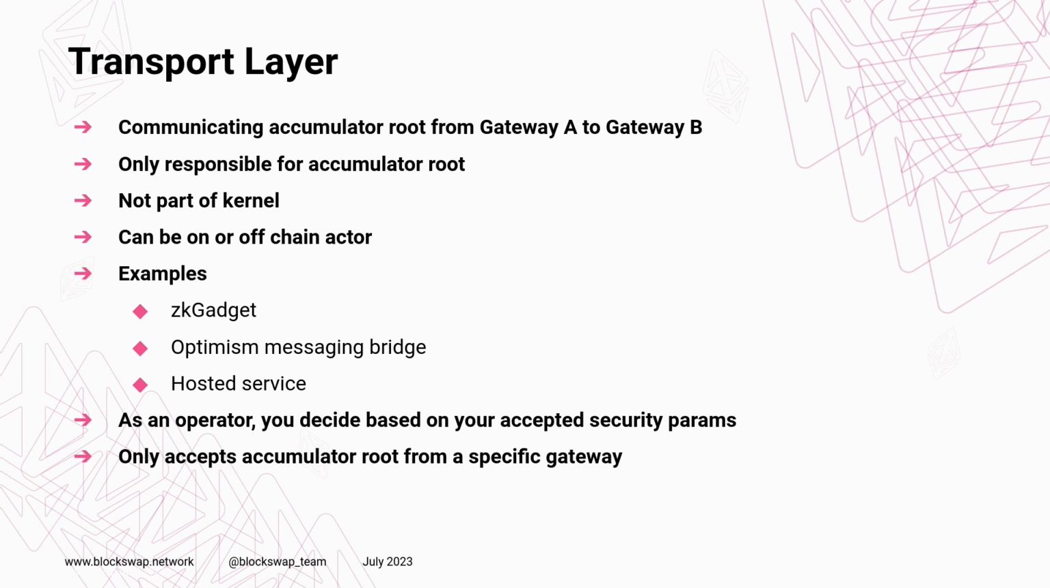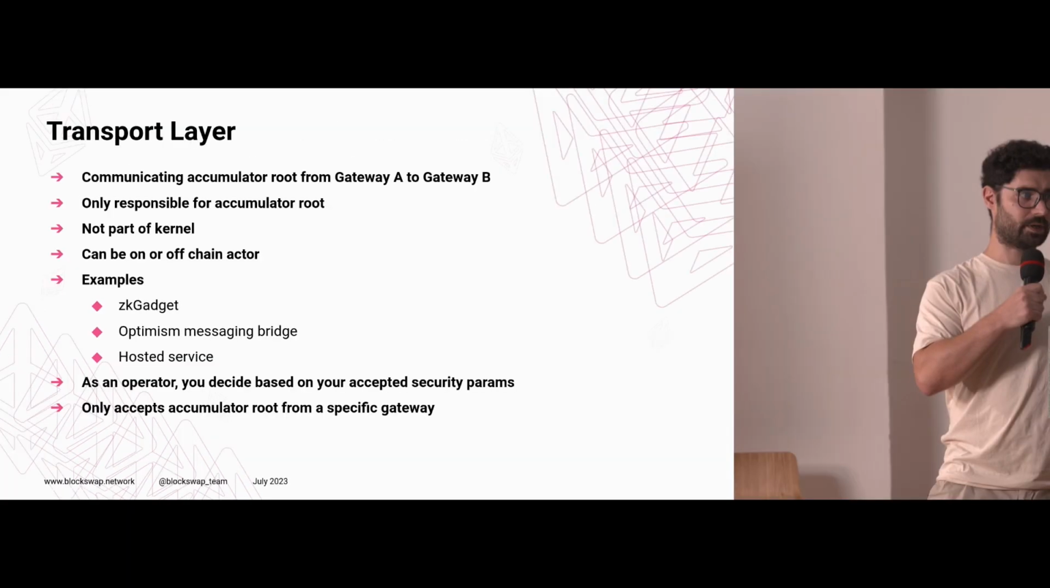And one important point to make here is that you should make sure that we only accept accumulator roots from this particular gateway. So, for example, we only accept accumulator roots from gateway A. But this is an implementation detail of the transport layer that often needs to be satisfied.